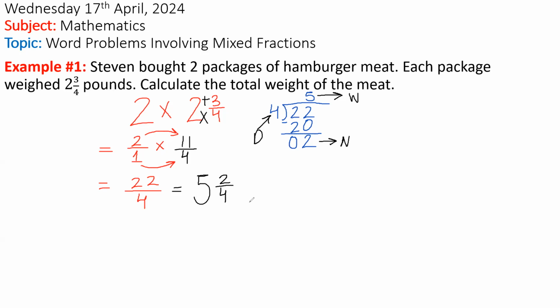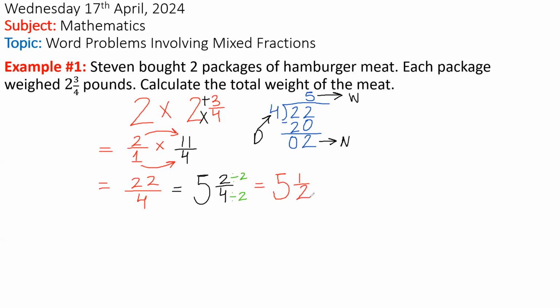And we're finished, right? We're completed? No, sir, we can simplify it. Yes, we could simplify it. So how many times does 2 go into itself? 1 time. And how many times does 4 go into 2? Twice. So it's going to be equal to 5 and 1 over 2. Okay, 5 and 1 over 2.